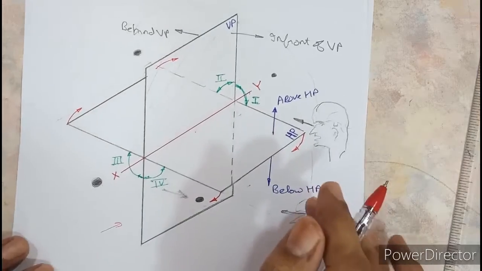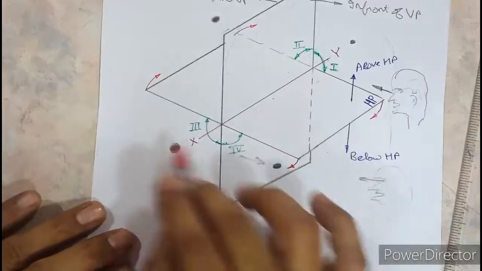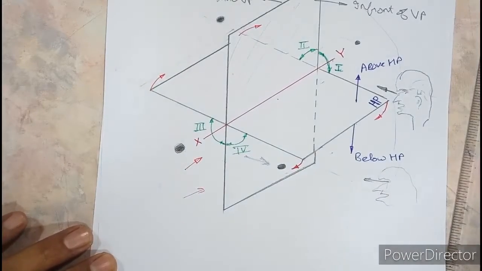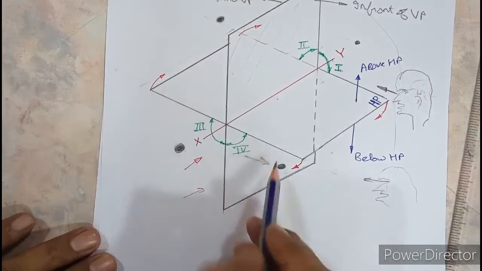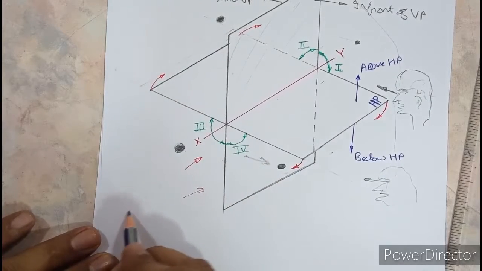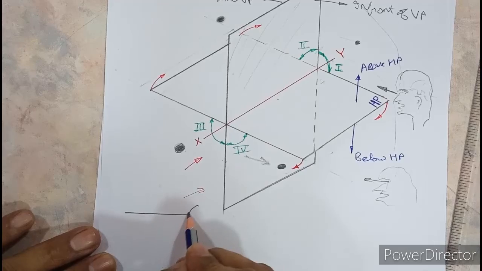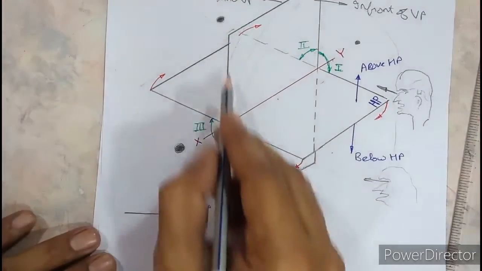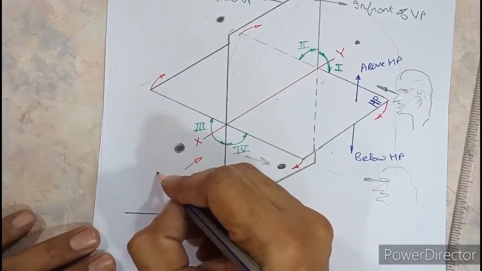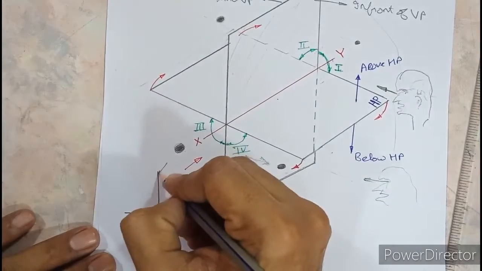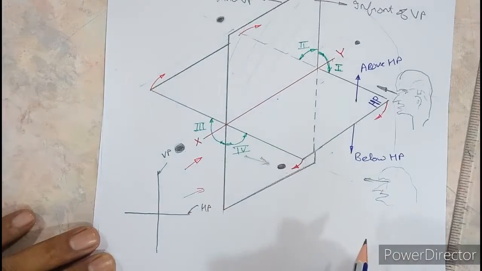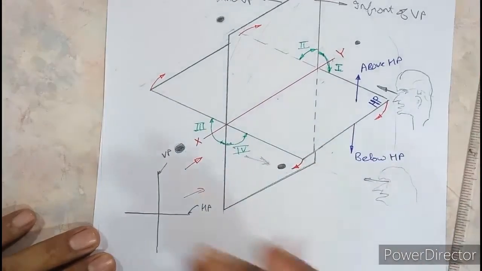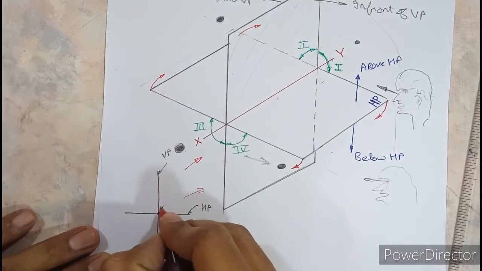Okay. Also you should be able to visualize this diagram from the side. So all of you look from the side. In the side view, HP is seen as a horizontal line. So let me draw a horizontal line here. So this is HP. And VP is seen as a vertical line. So this vertical line is VP. If you look at X and Y in the side view, it is seen as a single point. So this single point is XY.